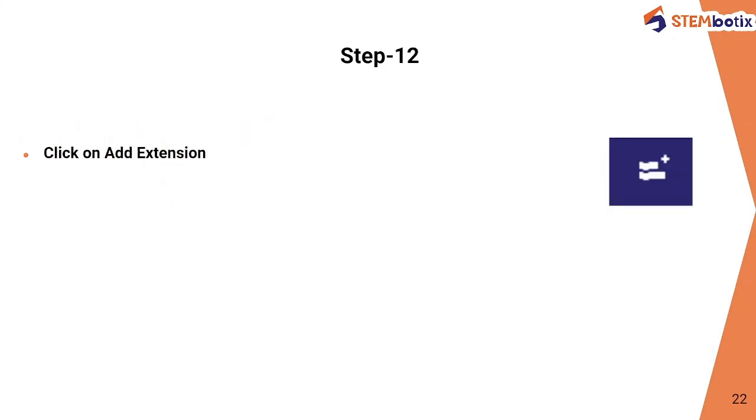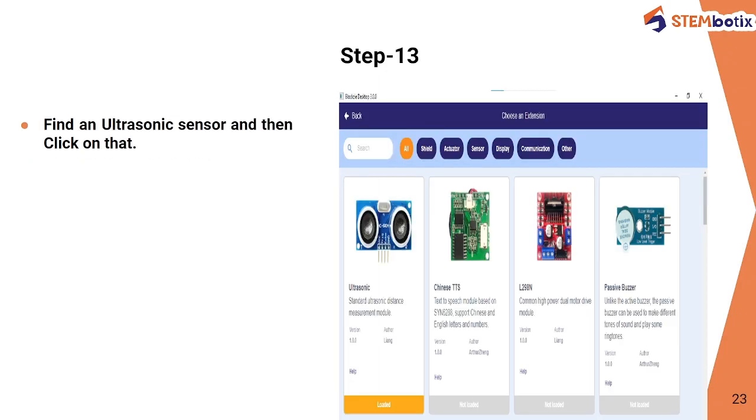Now, let's click on the extension. When you click on this add extension, the next screen will appear like this on your laptop. Then let's take an example of an ultrasonic sensor, and let's see as an example how we can add some extensions, or we can add some libraries to our microcontroller board.